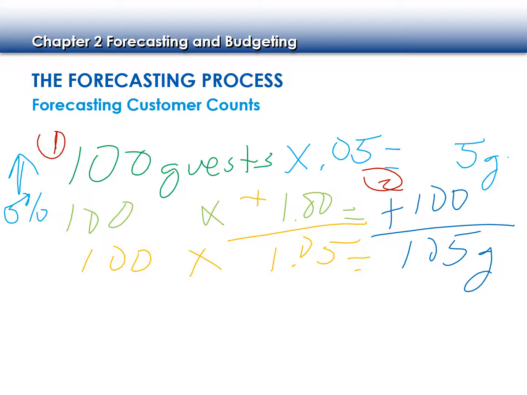This is a shortcut. This is a one-step process. This is a two-step process. It's a multiply first and then add. Or you can just multiply by the 1.05. Okay? Does that make sense? Yes? No? Maybe so? Okay?